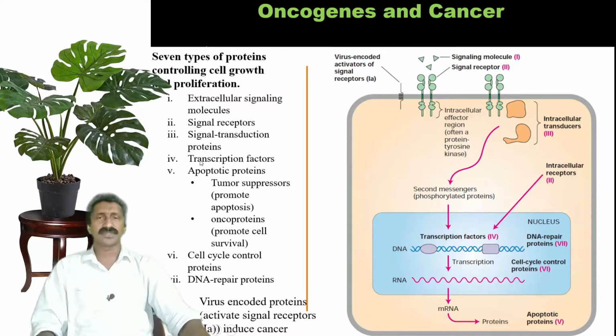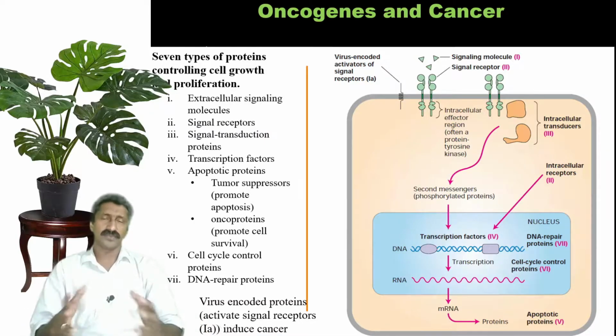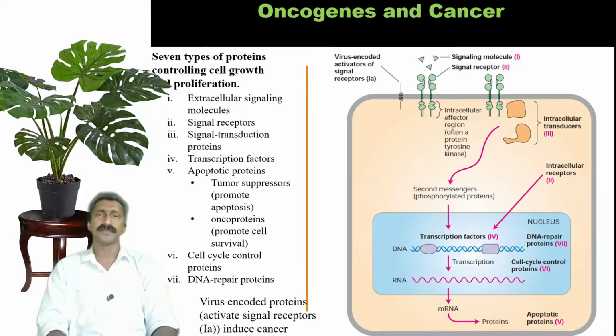The fourth category is transcription factors. And during the transcription, we discussed the transcription factors which will interact with the regulation of gene expression in eukaryotic systems. Then there are apoptotic proteins, which may include tumor suppressors which promote apoptosis, and oncoproteins which promote cell survival. So both were apoptotic proteins. Of course, there should be a balance of apoptosis and cell survival, for which it requires tumor suppressor proteins and also oncoproteins.